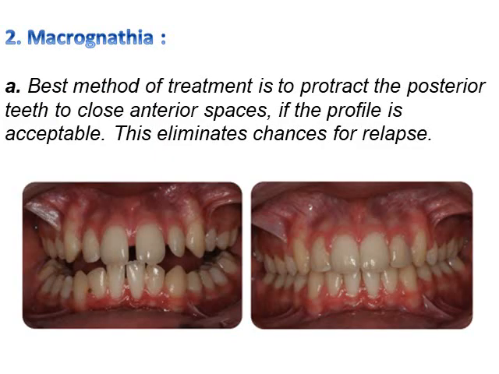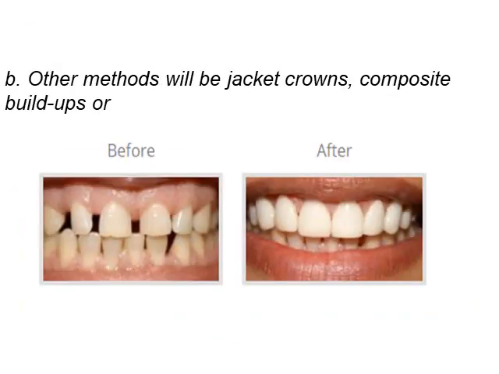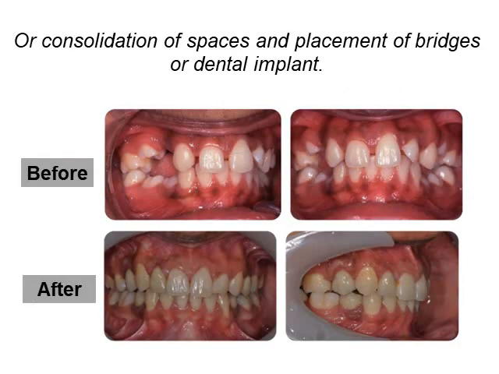The second cause is macrognathia. This also manifests in the same way as small teeth, but here the tooth sizes are normal, whereas the arch size is bigger. The best method of treatment is to protract the posterior teeth to close anterior spaces if the profile is acceptable. This eliminates chances for relapse. Other methods will be crowns, composite build-ups, or consolidation of spaces and placement of a bridge.